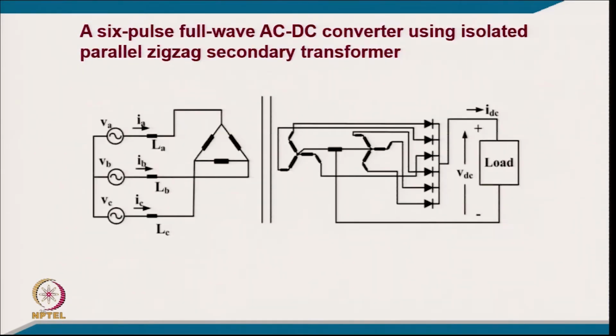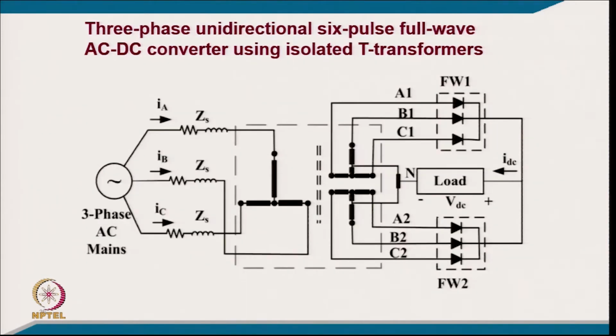Now, coming to another connection, from delta to zigzag, you can also have a zigzag, which again converts 3 phase to 6 phase. A 6 phase supply means a 60 degree angle between adjacent phases, and this is another way of getting 6 pulse, using zigzag. That was with the star, this is with the zigzag, and this is with the T connection.